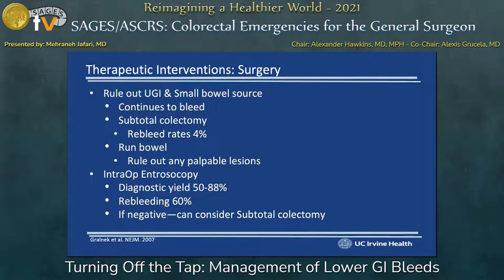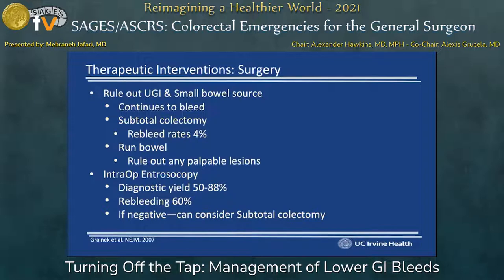There have been studies in the 1990s, subtotal versus total versus segmental. And I think with better technology, we're just getting better at localizing it. And if the patient continues to bleed, a subtotal colectomy with or without an ileostomy, depending on the hemodynamics of the patient, is okay to do.